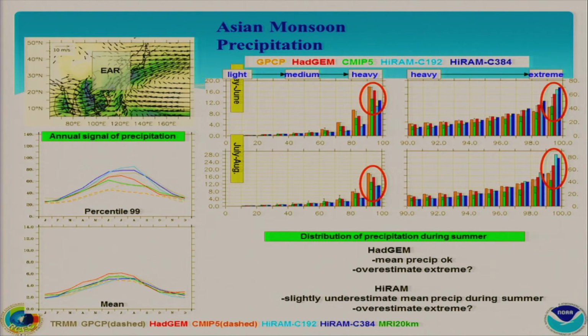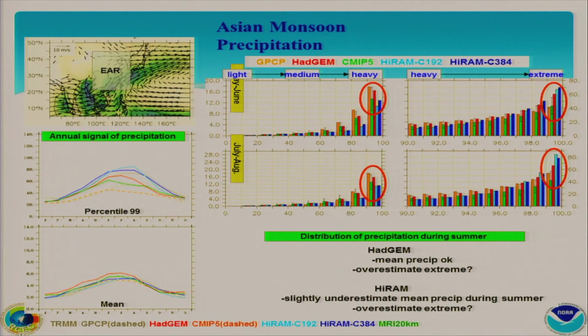So this is the Meiyu region. This is the accumulated precipitation. On the right-hand side is the different months analysis, and this is more heavy rainfall, and this is the light rainfall.